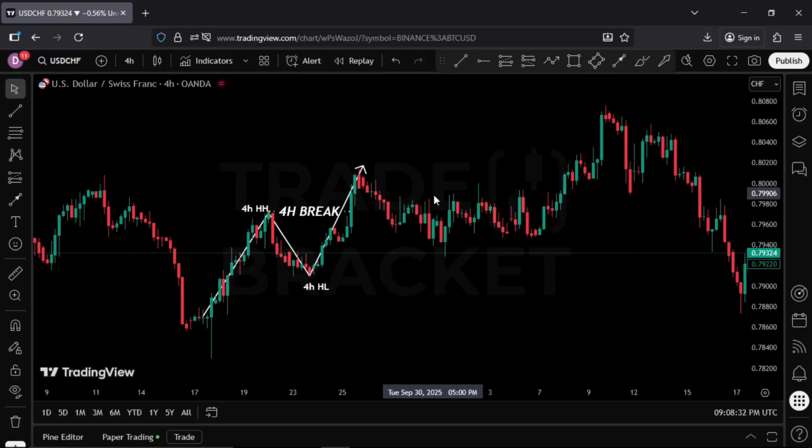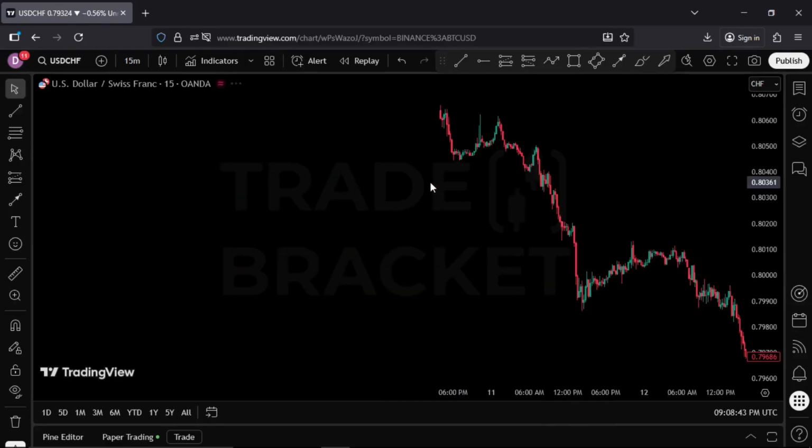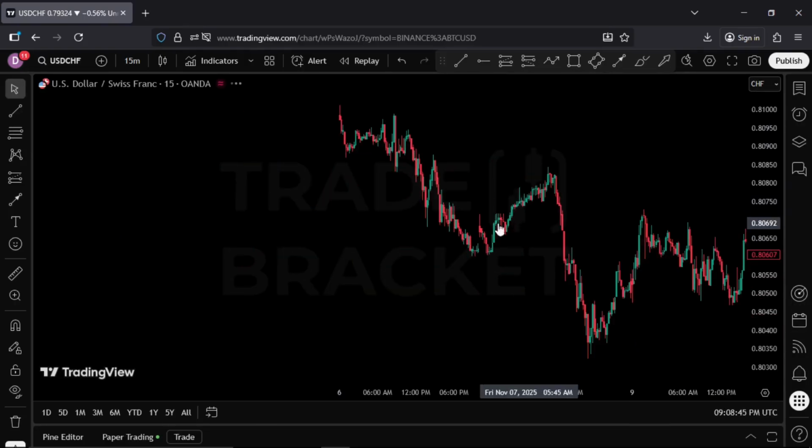Then we want to go on the lower time frame for us to make our entries. So we enter on a lower time frame, which is the 15-minute time frame. So let me go to the 15-minute time frame. All right, so I'll need to scroll back.